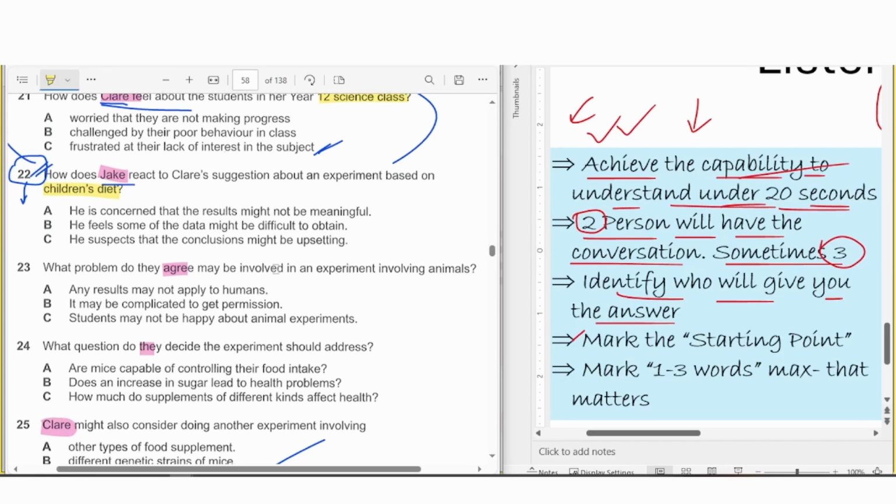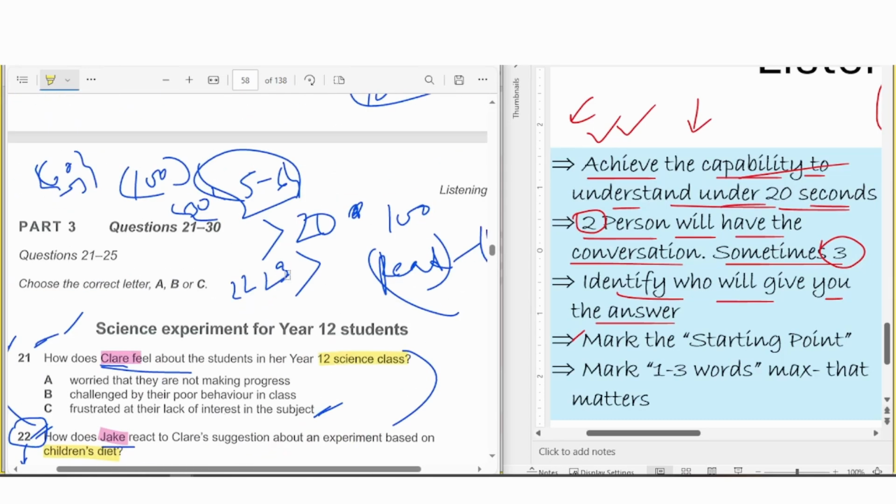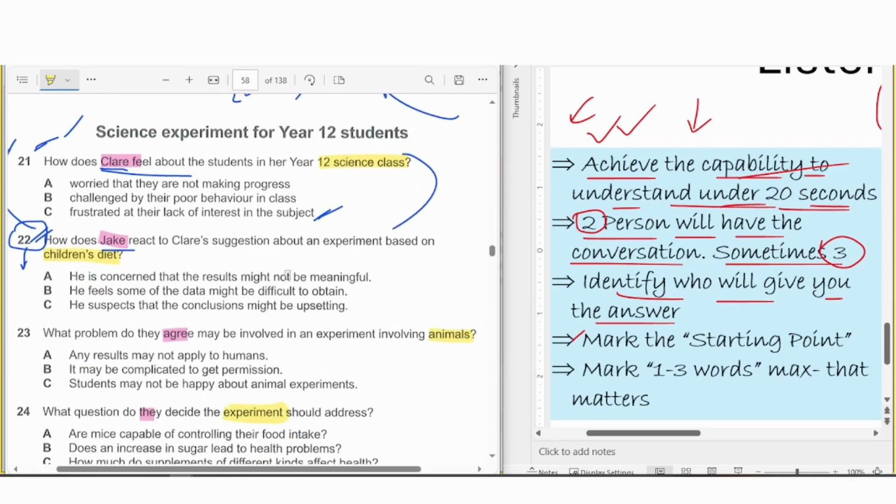And then number 23, animals. When they talk about the animals, they need to mention this word animal. So the word animal will indicate this is the time for me to look for number 23. And number 24, experiment, they need to talk about the experiment. And number 25, again, experiment. So these are the words that will indicate the time for 21, 22, 23, 24. Done. So mark the starting point.